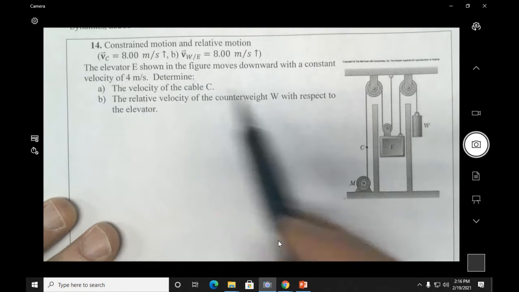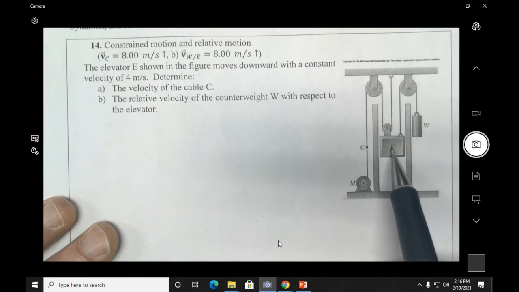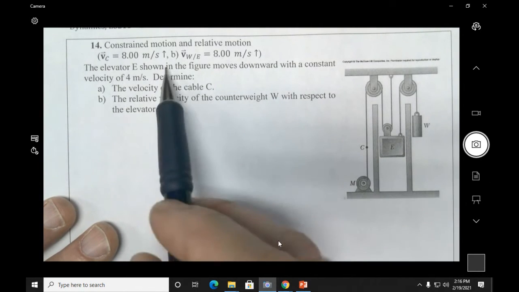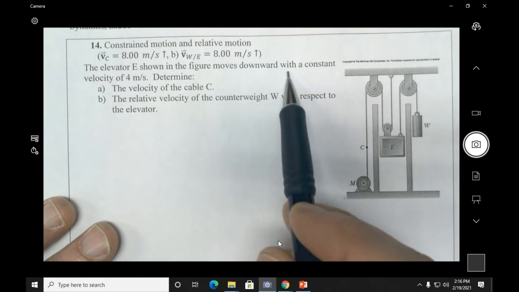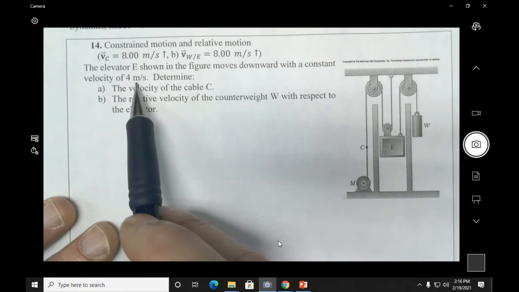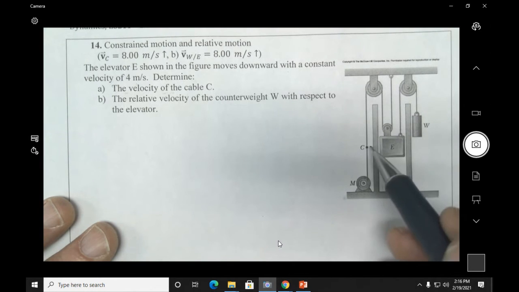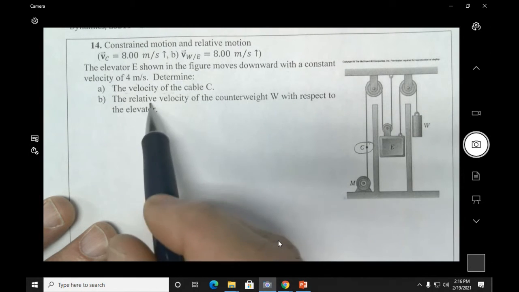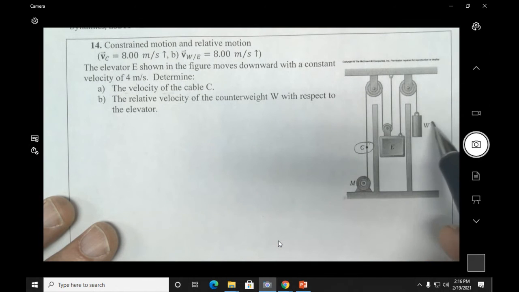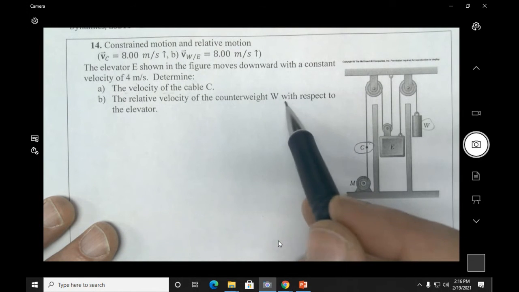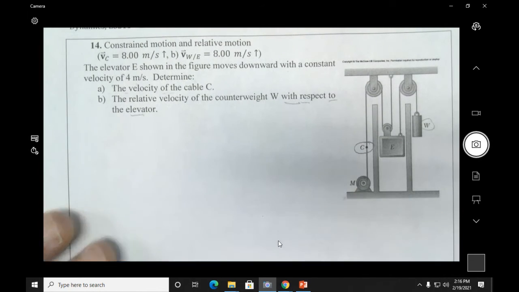All right. So we have this elevator. Doesn't look like an elevator, but I guess that's an elevator. It's moving downwards with a constant velocity of 4 meters per second. We want to determine the velocity of cable C and the relative velocity of the counterweight W with respect to the elevator.